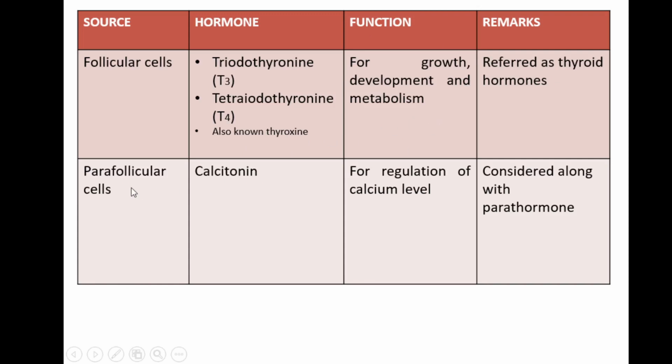Another type of hormone which is produced by the thyroid gland is called calcitonin. And this calcitonin is an important regulator of the calcium level in our body. And it is secreted by the parafollicular cell of the thyroid. But out of these three hormones, the first two, that is T3 and T4, are considered thyroid hormones. And calcitonin is considered along with the parathormone, which is secreted by the parathyroid gland, for calcium regulation. So here basically we are going to study T3 and T4 hormone in detail.